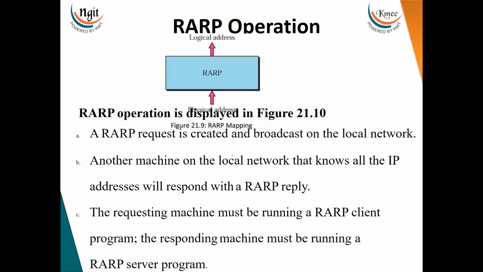The main operation of the RARP protocol: in ARP we have the conversion of logical to physical, but in RARP it is in the reverse order, physical to logical. The RARP request is created and broadcast to the local network, and another machine on the local network that knows all the IPs responds.